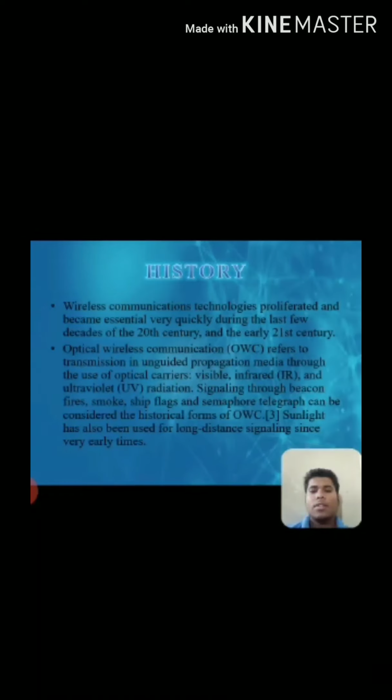Sunlight has also been used for long distance signaling since very early times. It means that with the help of sunlight, through reflection, we used it for signaling very early.